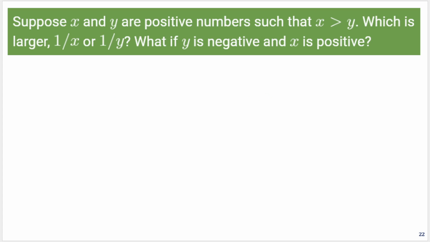Suppose x and y are positive numbers such that x is larger than y. Which of the following is larger? The reciprocal of x or the reciprocal of y? What if y is negative and x is positive? If you have made your conclusion, can you prove this?